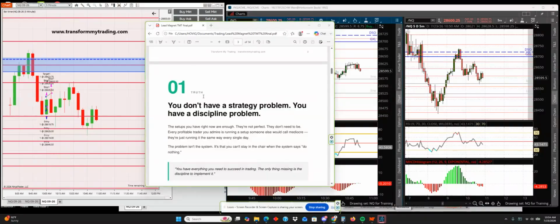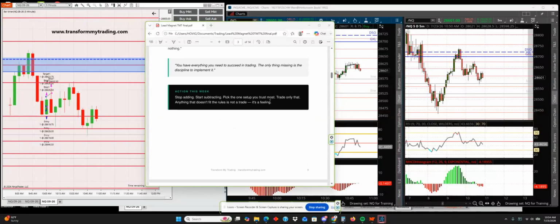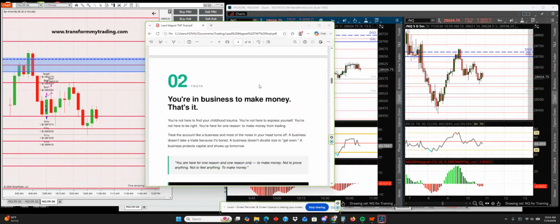For example, in this booklet, we talk about picking one setup that you trust most, trading only that, nothing else, and following your rules and not your feelings. Because again, we want to create some kind of discipline, some kind of habit within you, and it requires daily work on yourself. You can't just do it once and say, "Oh, I'm done with this." It's not like you breathe once and say, "Okay, I'm not going to breathe for the next one day." It's not like that. So this is one of the things.